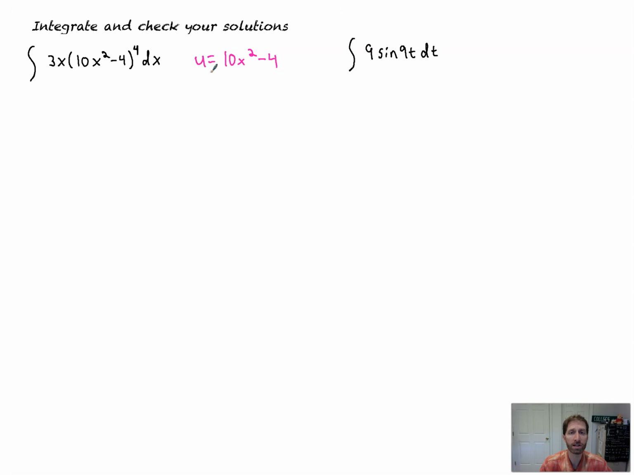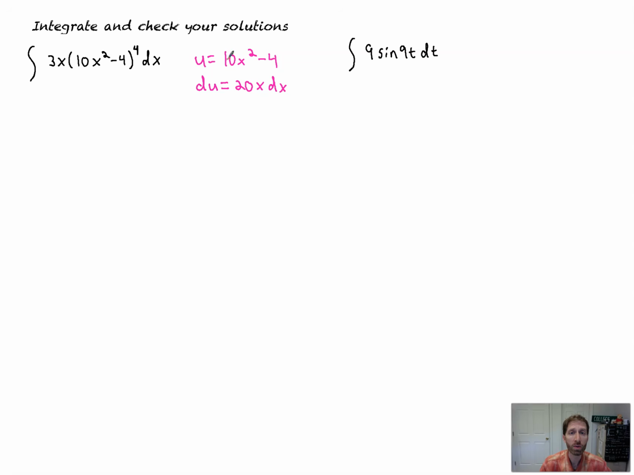So u equals 10x squared minus 4. I'm going to solve for the derivative, go right for it: du equals 20x, the derivative of minus 4 is 0, dx. That's me combining the step of du per dx and then multiplying it over. So that's it. These are our substitution pieces.